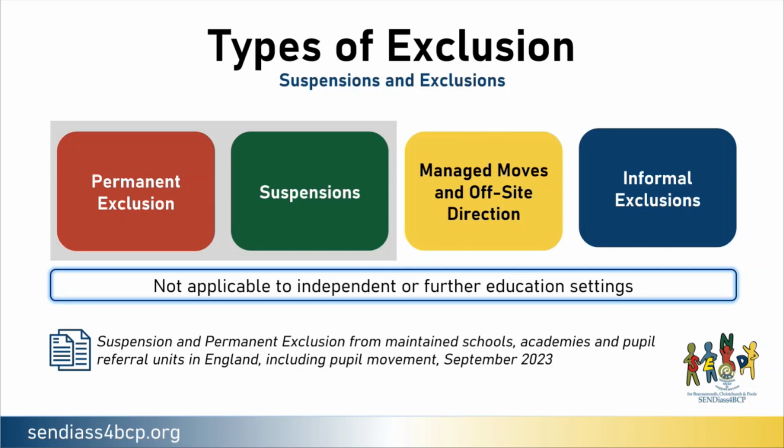Informal or unofficial exclusions or suspensions, such as sending a pupil home to cool off, are unlawful even if a parent or carer agrees to it. All suspensions and exclusions must be formally recorded. If a child is not formally excluded, then they have the right to be in school.